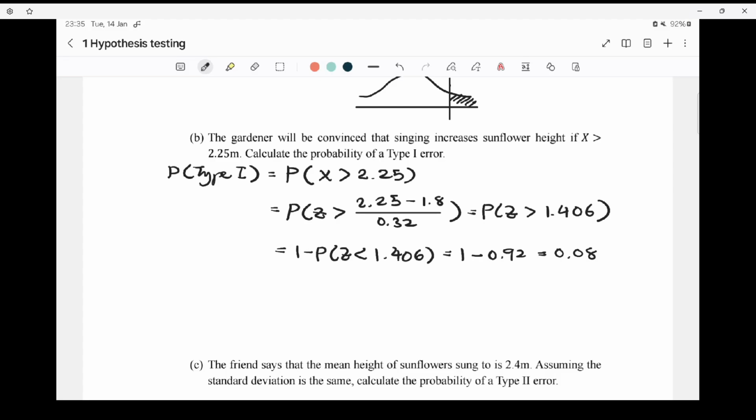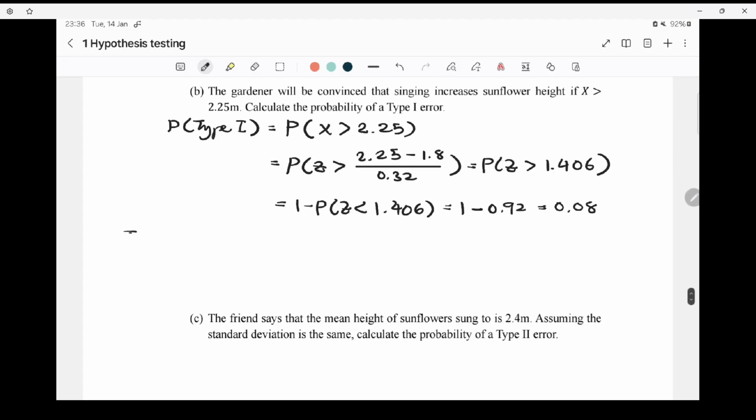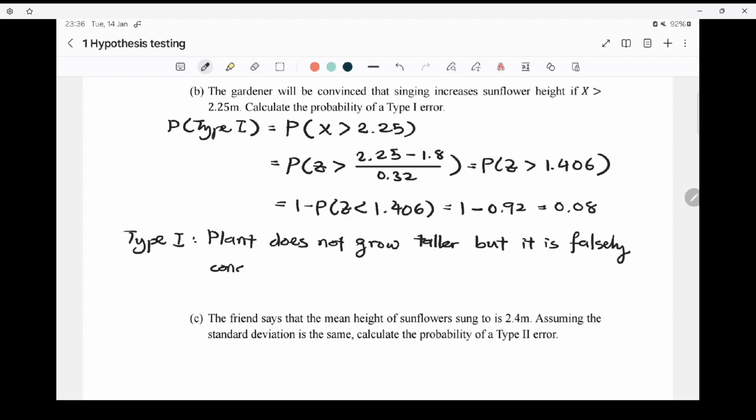So what is your type 1 error in this context? Your plant does not grow taller after you sing every day, but it is falsely concluded that the plant will grow taller if you sing every day. So this is a type 1 error in this context.